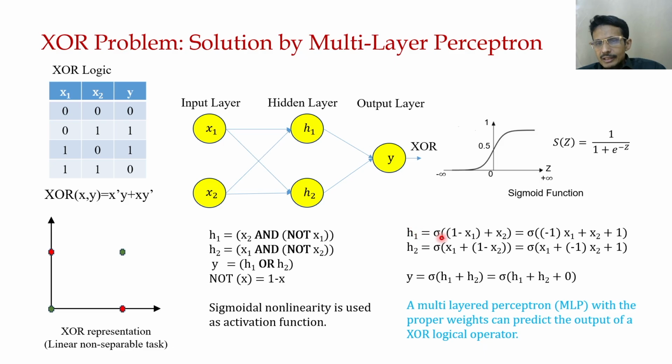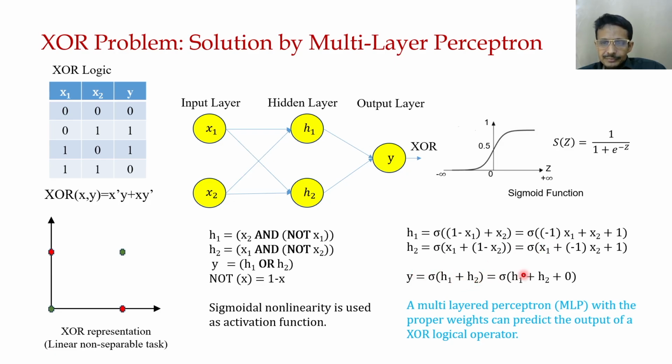Here, H1 is basically, we put a sigmoid because of this 0-1 kind of logic, the same way we implemented the AND gate, OR gate and NOT gate in the last lecture. So we use the sigmoid nonlinearity, and we can implement H1 as a sigmoid of (1 minus x1) AND x2, H2 as a sigmoid of x1 AND (NOT x2), and Y is equal to H1 OR H2.